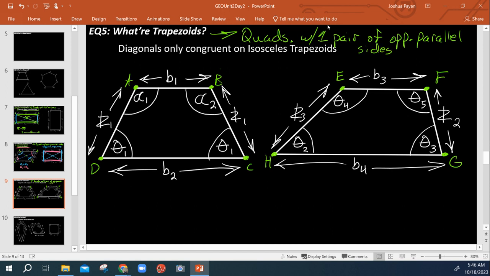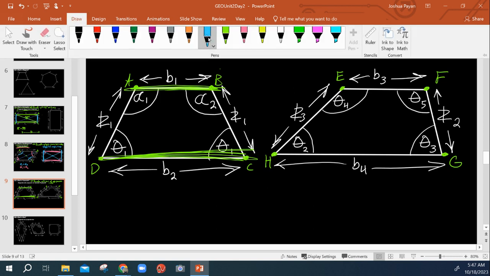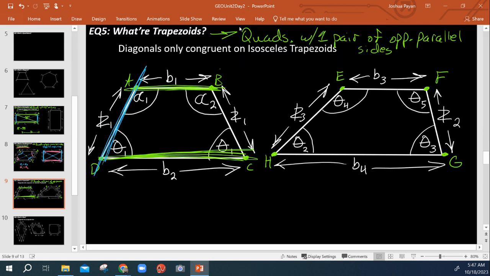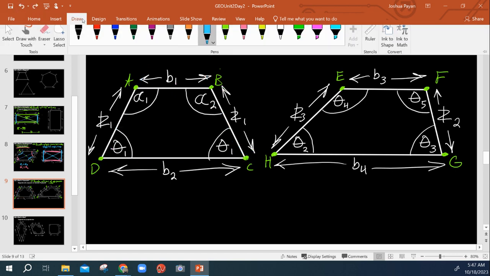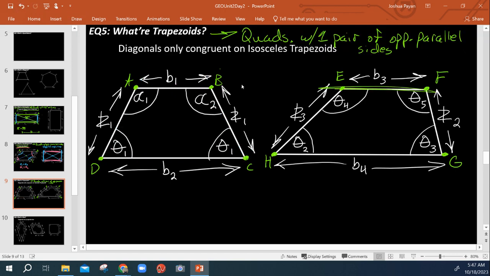Okay, so right here, AB is opposite of DC, they're parallel. And then, of course, we see the other two opposite sides, the other pair, right, they are not parallel. Okay, and same goes for this other guy here, one pair of opposite parallel sides. The other pair of opposite sides are not going to be parallel.